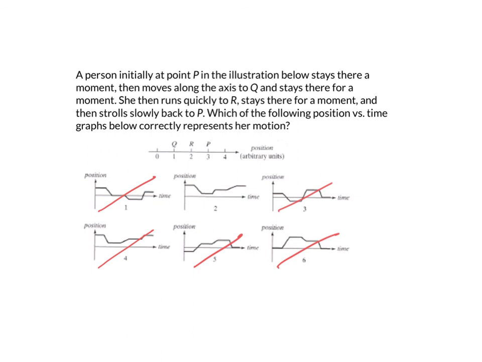And then she strolls back to P. If we look at this section here, she's at R, and now she's strolling leisurely back to P. The leisureliness of her strolling is indicated by the fact that this section of the graph is not nearly as steep as this section, and she ends up back at point P, which is where she started out. So the correct answer here is choice number 2.